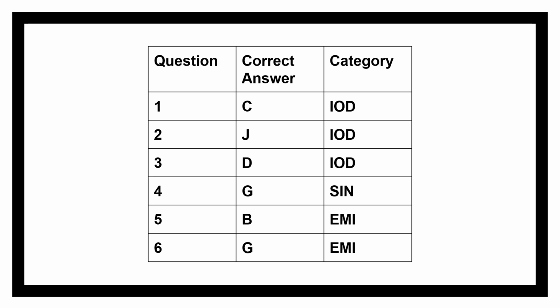Quick review of your answer choices. 1 is C, 2 is J, 3 is D, 4 is G, 5 is B, and 6 is G. Look at your categories to see if there's one that stands out from which you struggle.